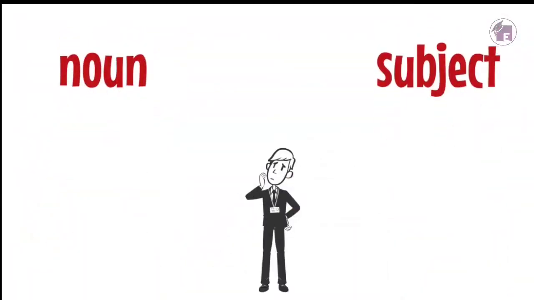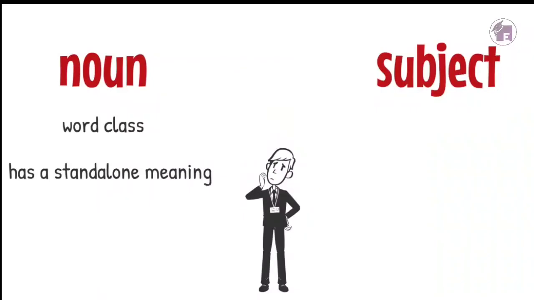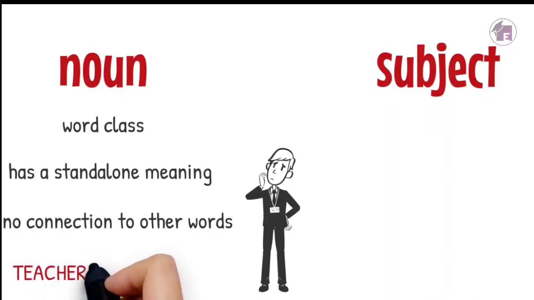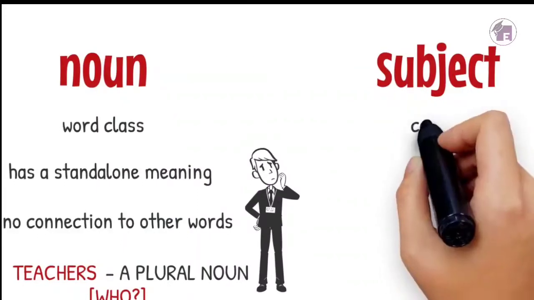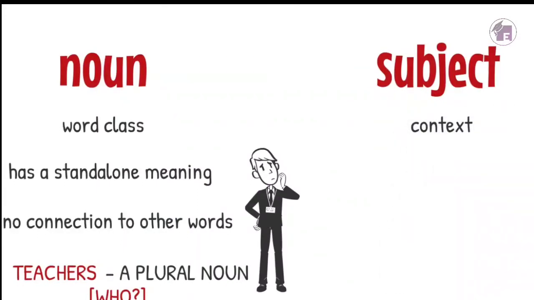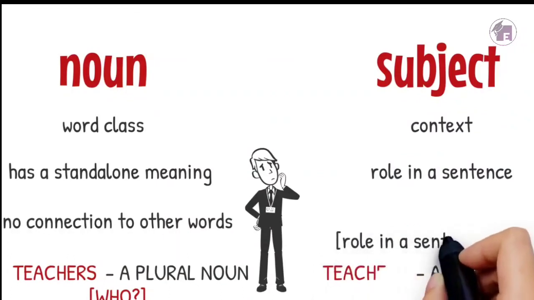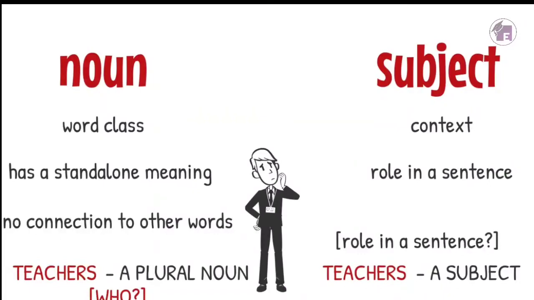Again, what is the difference between a noun and a subject? A noun is a word class, and it has its own standalone meaning, without any connections to other words in the sentence. Teachers, by itself, is a plural noun. It answers the question who. But in the last sentence, the teachers agreed that the test was too difficult, we'll look at the context this word is used in, not its standalone function. And the noun teachers in this sentence plays the role of the subject.